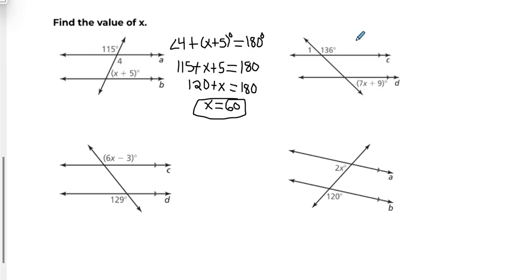Now when you do this, you'll find that angle 1 is equal to 44 degrees. Once again, 44 plus 136 would take me to 180. And we know that linear pairs have a sum when they're added together to be 180 degrees based on the linear pair postulate.